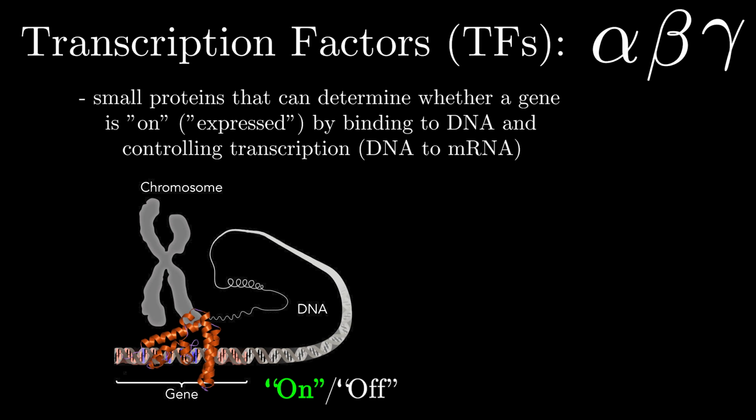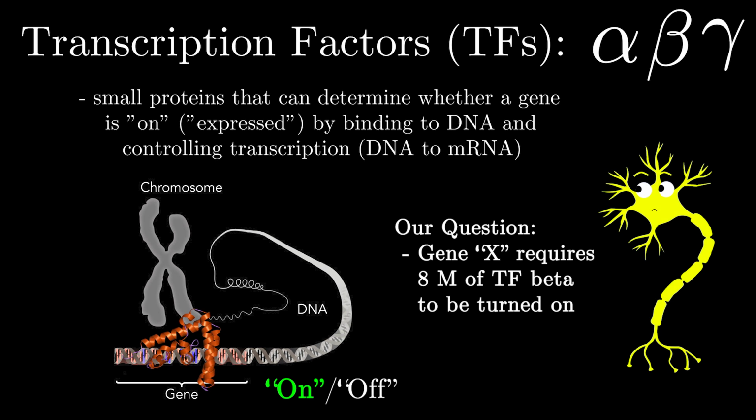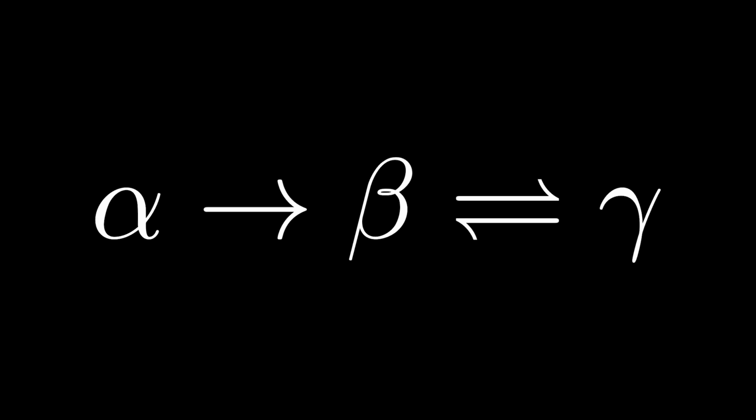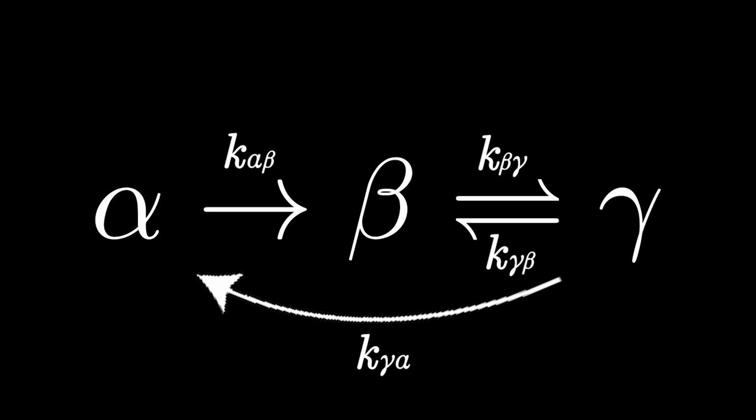Our question later explicitly states that gene X requires 8 molar of transcription factor beta in order to be turned on or expressed. So our goal is to determine whether or not gene X will be turned on based on the concentration levels of transcription factor beta. Essentially, will at any point in time the concentration of beta be equal to or greater than 8 molar? And if so, when? However, even though our end goal is to determine whether or not we will have enough transcription factor beta, we must also look at alpha and gamma, because they're all related to each other through a chemical reaction system, where alpha forms beta, beta forms gamma, and gamma decomposes back to alpha and beta.